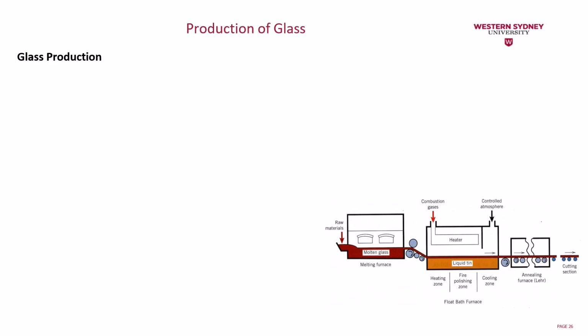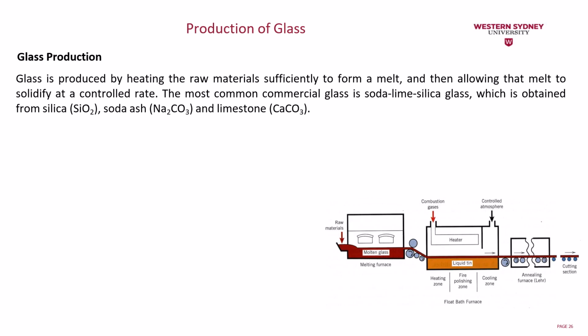Now we go into glass. We start with glass production. Glass is produced by heating the raw materials sufficiently to form a melt, and then allowing that melt to solidify at a controlled rate. The most common commercial glass is soda lime silicate glass, which is obtained from silica, soda ash, and limestone.